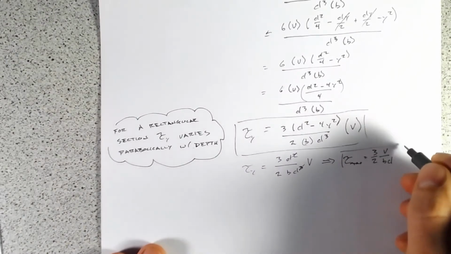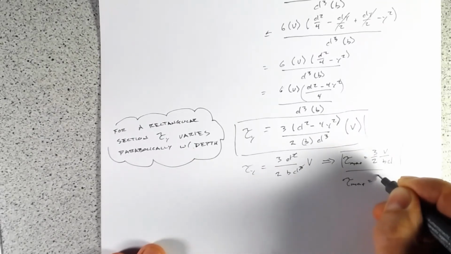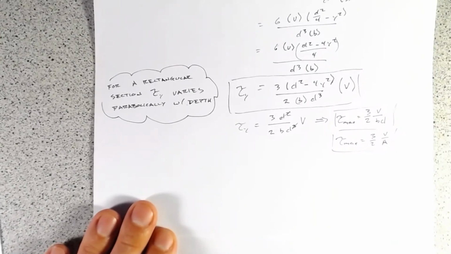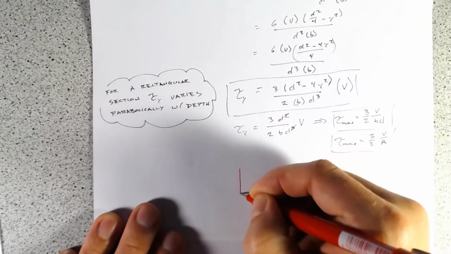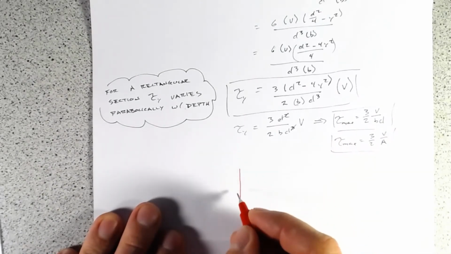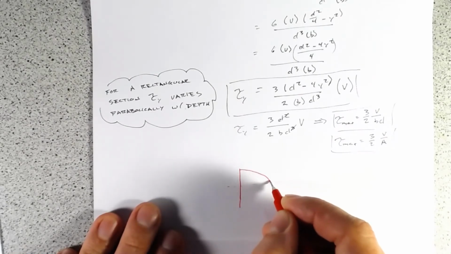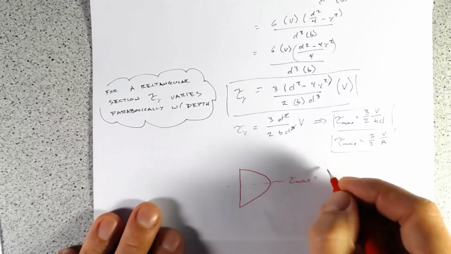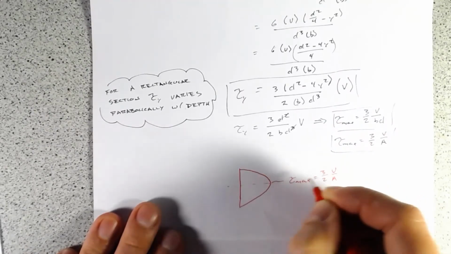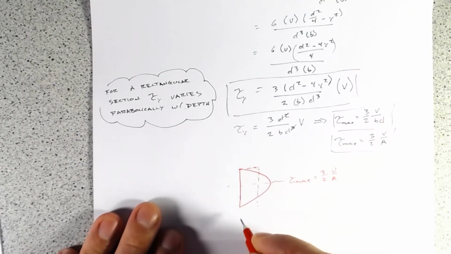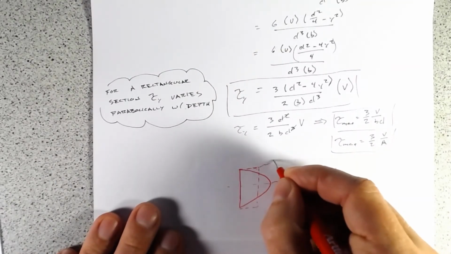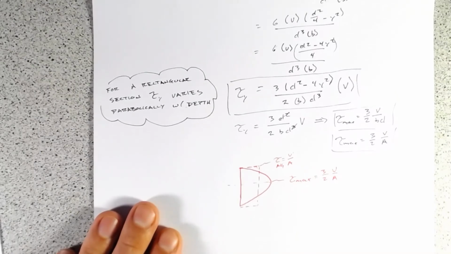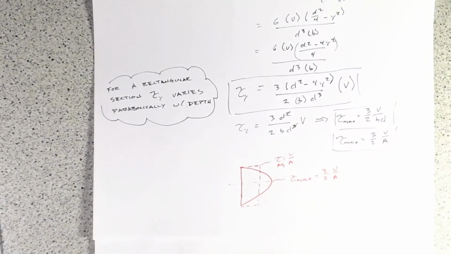So that's the same: tau max equals 3 over 2 V over A. If we look at that as a stress distribution, with this as our neutral axis, it's going to vary parabolically, and tau max equals 3 over 2 V over A. If we were to assume only an average shear stress, tau equals V over A, that's tau average. You can see we're really underestimating what that shear stress is.